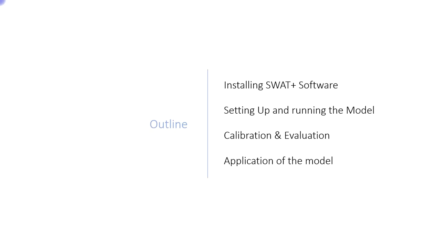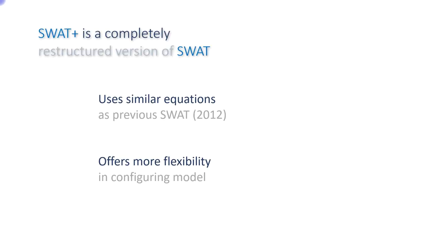First, what is SWAT Plus? Well, SWAT Plus comes from SWAT. SWAT is a time continuous semi-distributed hydrological model, and SWAT Plus is a completely restructured version of SWAT, and it is usually applied at catchment scale to simulate surface water and groundwater quality and quantity. SWAT Plus is used in different studies across the world to predict the environmental impact of land use management practices, and climate change.